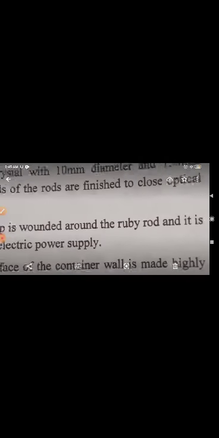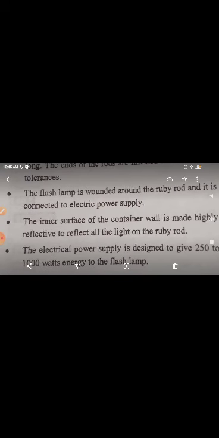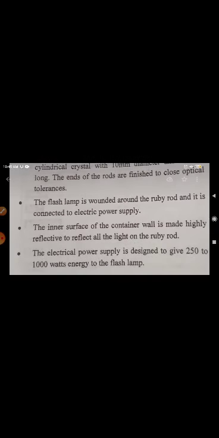The flash lamp is mounted around the ruby rod and it is connected to the electric power supply. The inner surface of the container wall is made highly reflective to reflect all the light onto the ruby rod. The electrical power supply is designed to give 250 to 1000 watt of energy to the flash lamp.